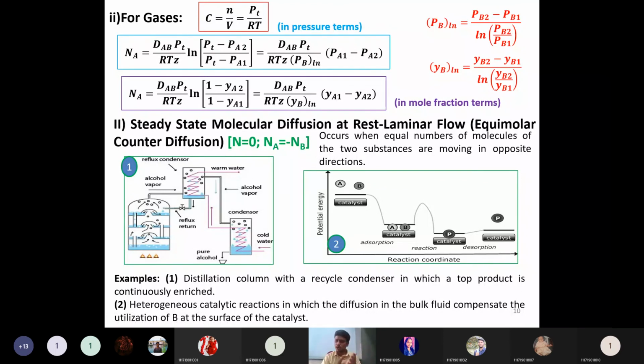To derive these formulas, for all 4 cases, we only have to know 2 relationships. One is Fick's first law of diffusion. The second one is the relationship between fluxes. If you know these 2 equations, the derivations will be very easy.